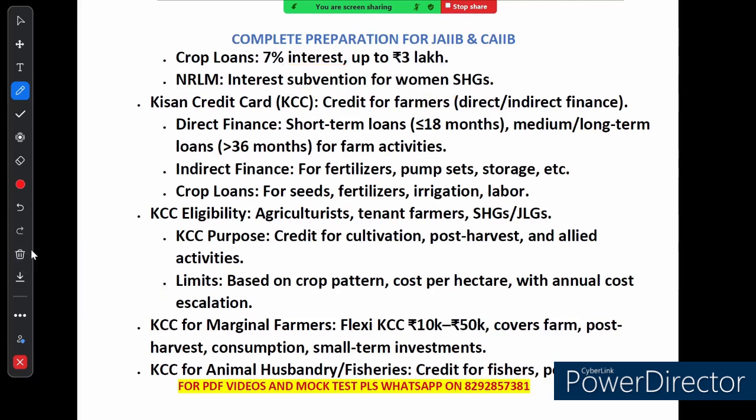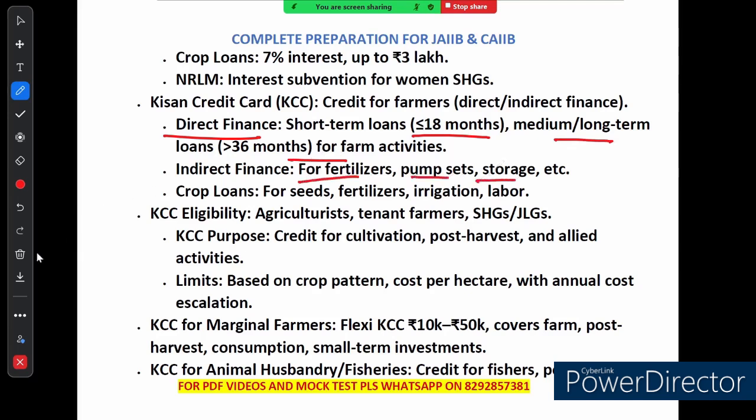Now if we talk about the KCC, that is Kisan credit card, is a handy credit system for farmer, and here is how it work. Direct finance, loan for farming activities like buying seeds, fertilizers and tool. Short term loans are for less than 18 months, and medium term, long term loan are for more than 36 months. Now indirect finance cover things like buying fertilizer, pump set, storage, etc.